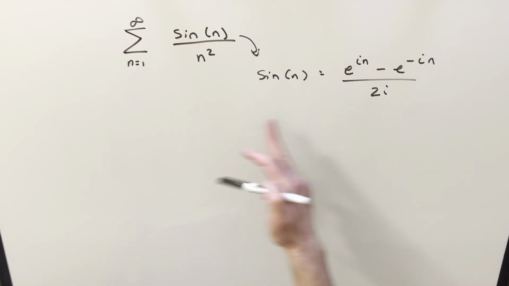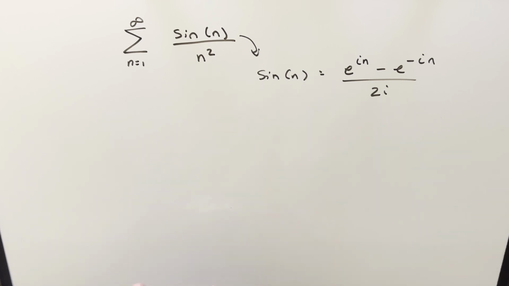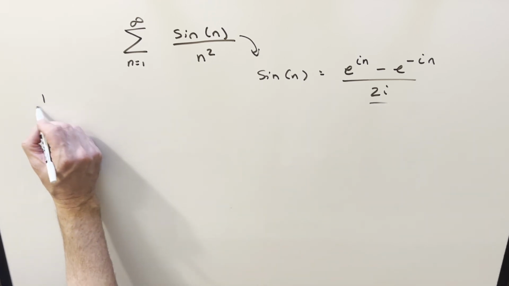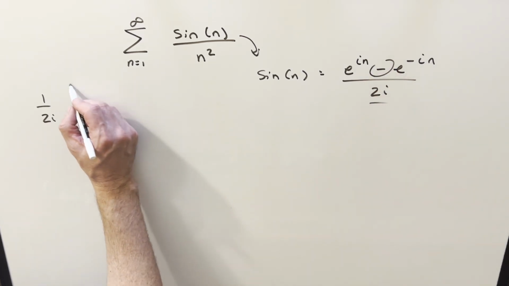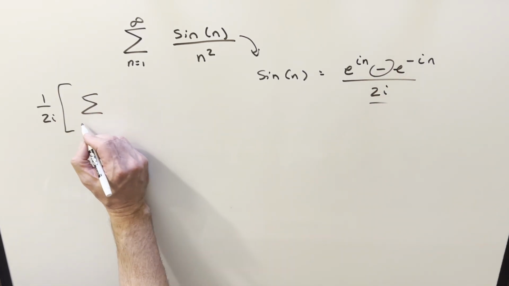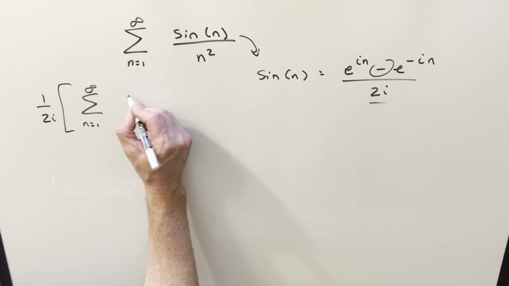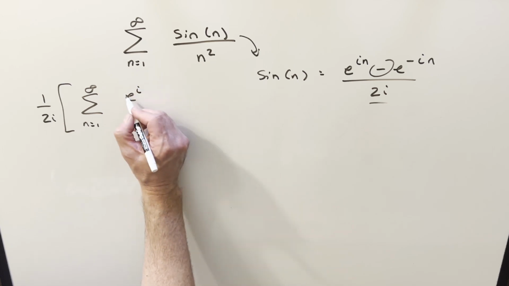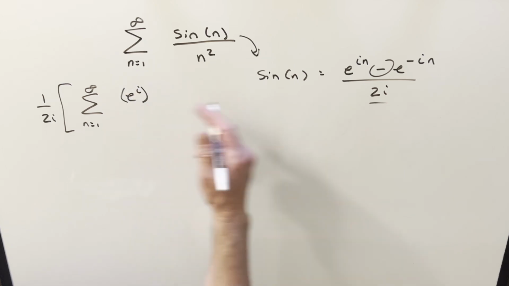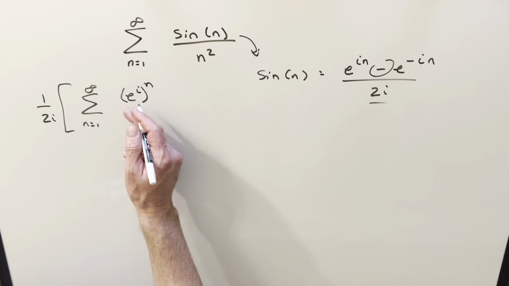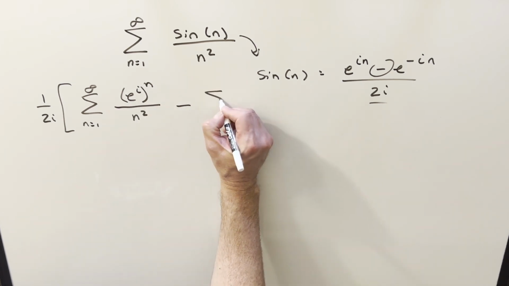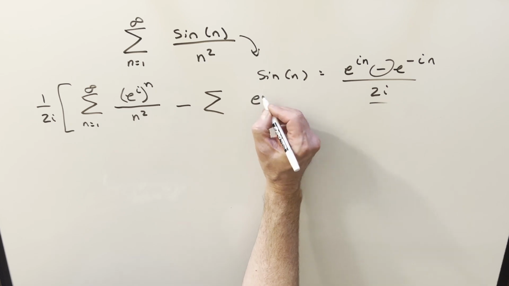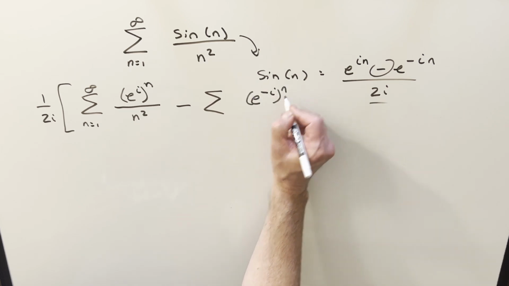Then let's take this expression and plug it back into our sum. Since 2i is a constant, I can bring that out front. And because we have this minus sign, I can break this up into two sums. For the first one, we're going to have e to the i, and let's write it a little differently: for e to the in, I'll just rearrange it with exponent properties like this. For the second one, same kind of thing, except now we have e to the minus i in the parentheses.